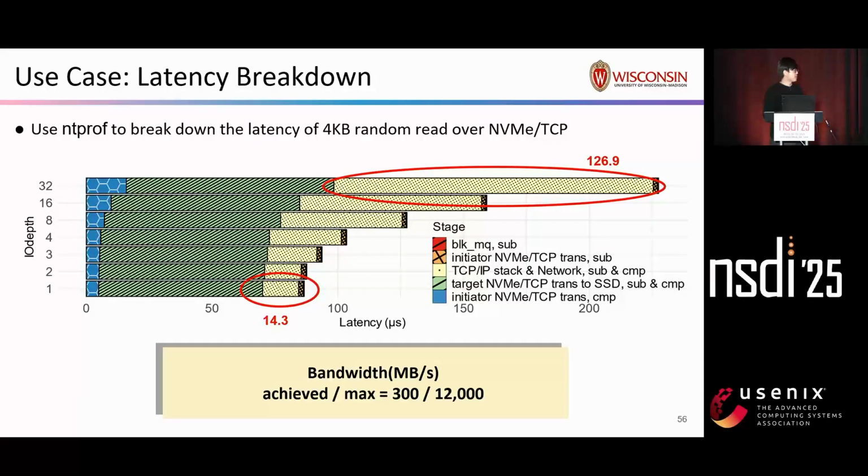But the network bandwidth is not saturated. The throughput achieved when I/O depth is 32 is about 300 megabytes per second, but the bandwidth of the network can be as high as 12 gigabytes per second. The increased latency in this part is caused by queuing buildup in the network stack, which is where the requests are waiting to be transmitted. ntprof identifies this by modeling the I/O path as a chain of software switches. It defines 2 trace points on the execution path and another 2 on the completion path, which allows us to break the end-to-end latency down.